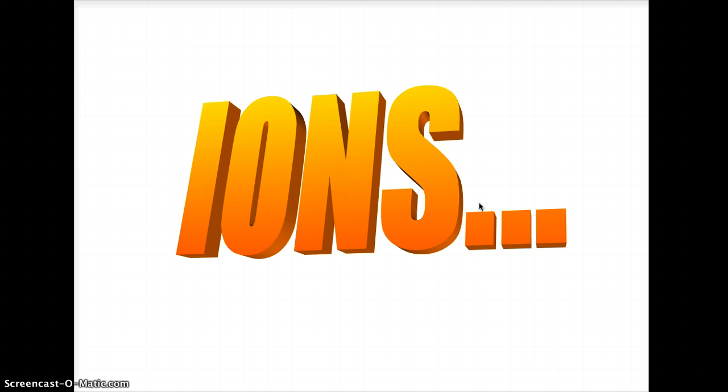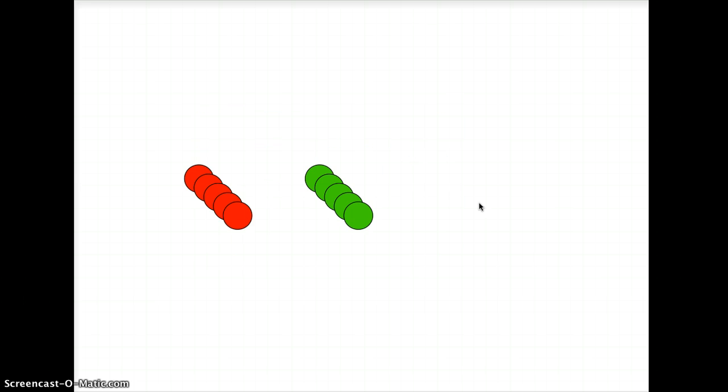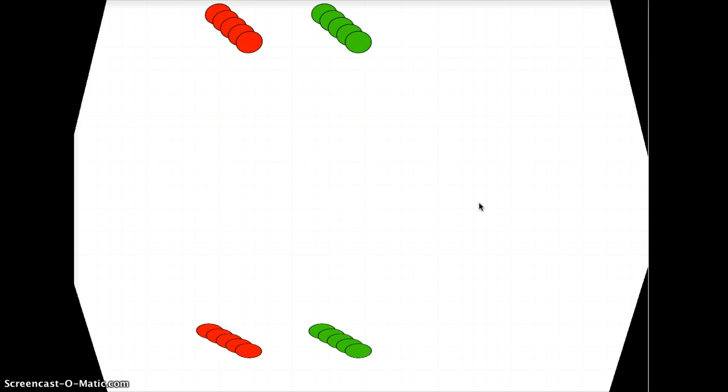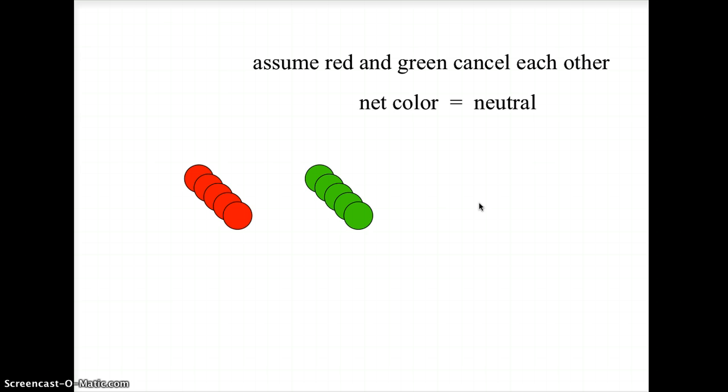Okay, talking about ions. The easiest way to introduce this is actually without looking at science. So we're going to use these little red and green dots right here. You'll notice there's 5 red and 5 green. And we're going to assume that 1 red and 1 green cancel each other out. So if we have 5 red ones right here and 5 green ones right here, our net color is neutral, right? When 1 red cancels out 1 green, 2 red, 2 green, etc. So right now, there is no net color.